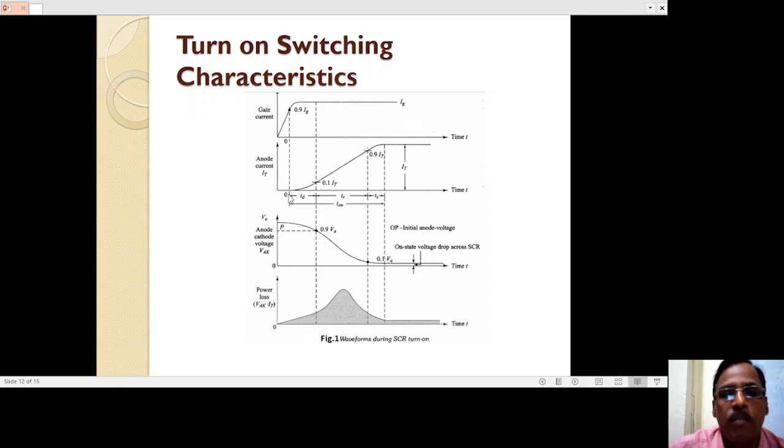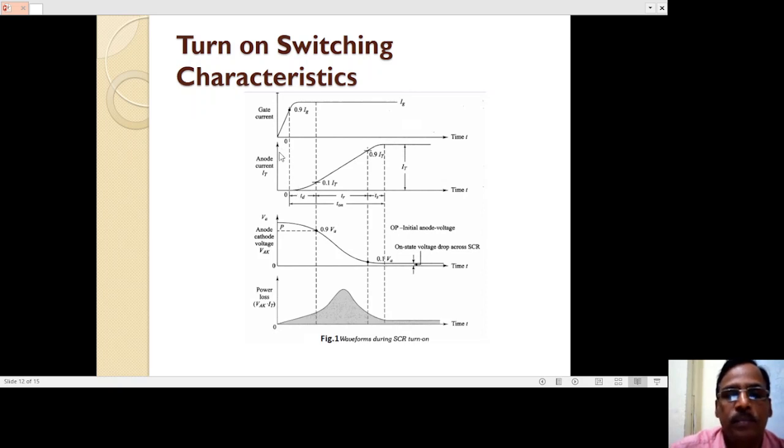So it is the time between gate current which is 90%. See here, it is 0.9 Ig. Gate current reaches 90% to the time your anode current reaches 10%. It is 0.1 IT. It is 0.9 Ig. So this time is called delay time.